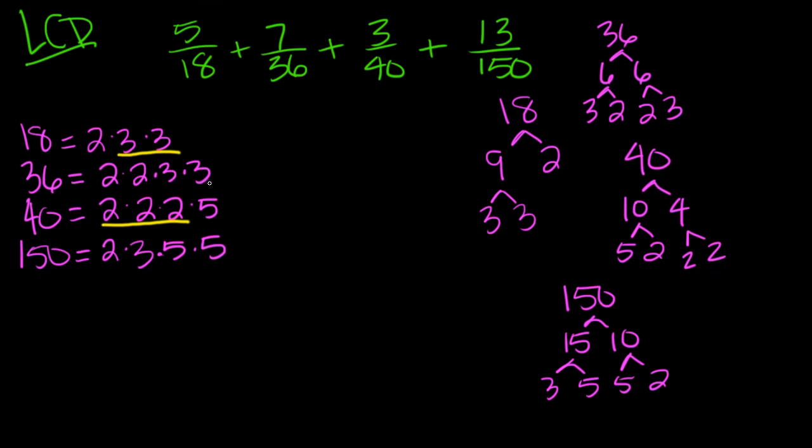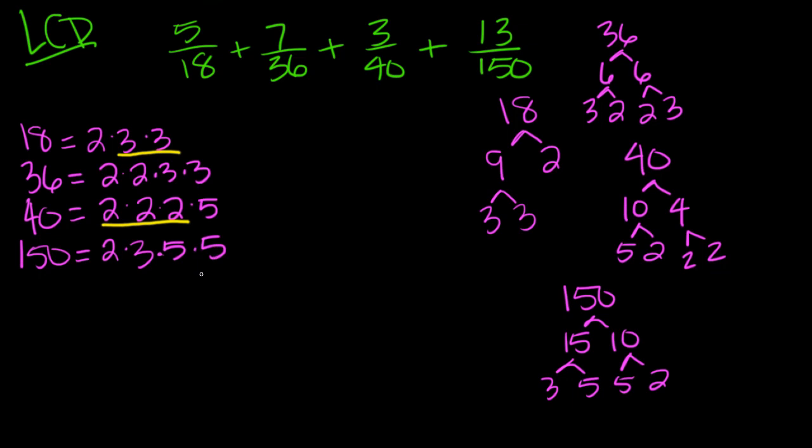Now, 36 also has 3 3's, but I don't need to underline those ones. I just need to make sure that the most amount of times a 3 appears in any given number is accounted for. So when I say 3 3's right here, these 2 3's are accounted for in there, as is this 1 3. So I don't need to underline these ones. I just need to underline one of the pairs.